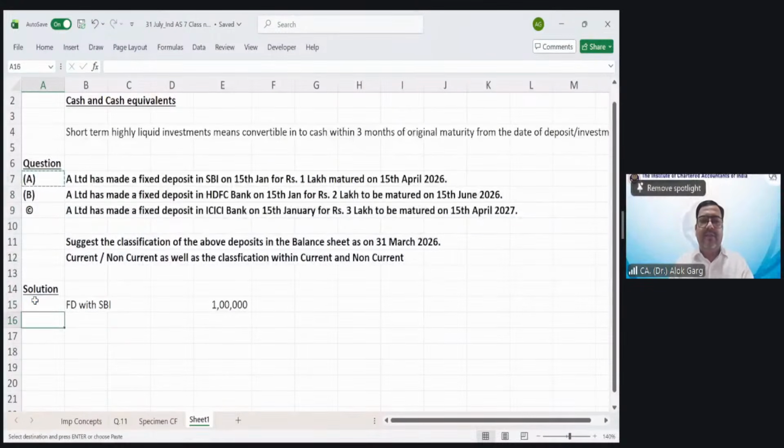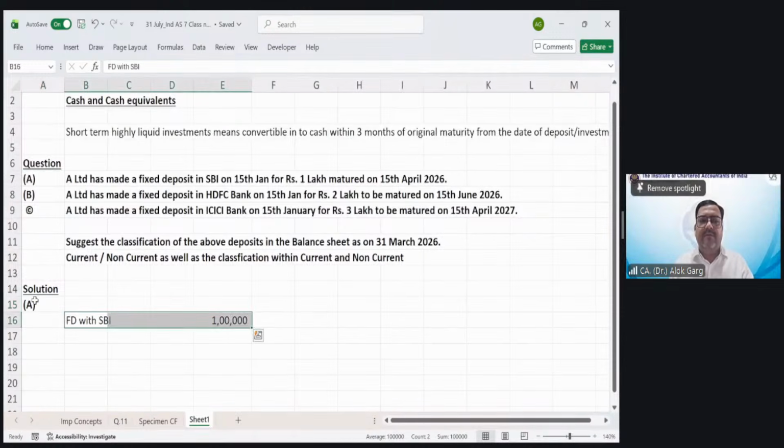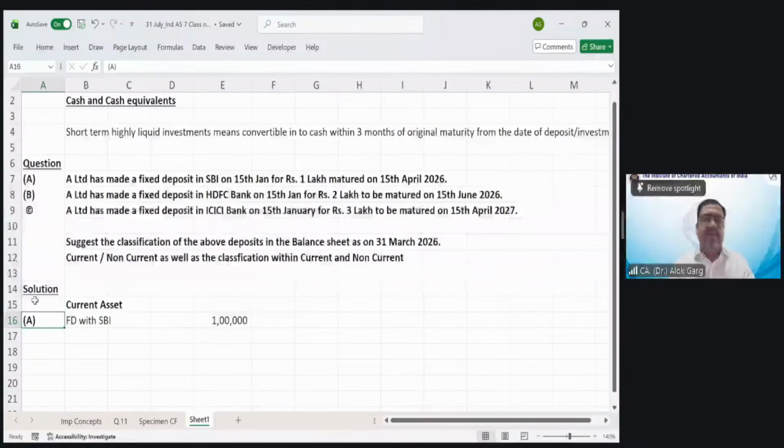What will be its classification? FD with State Bank of India. Is it current or non-current? Current. It will be classified under current asset. Right, FD with State Bank of India will be classified under current asset.